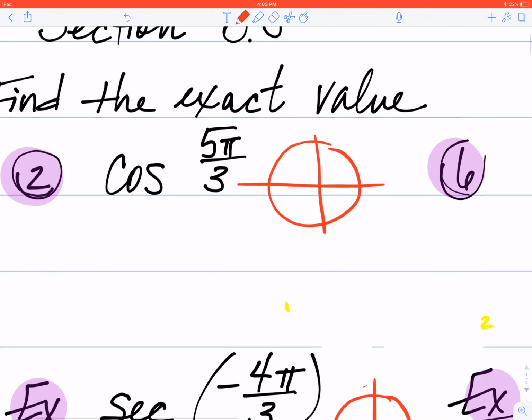So for number 2, where is 5 pi over 3? 5 pi over 3 is this spoke down here. We've got a short and a long, so that's going to be at 1/2, negative root 3 over 2. Cosine value is my x value, so that's going to be 1/2.